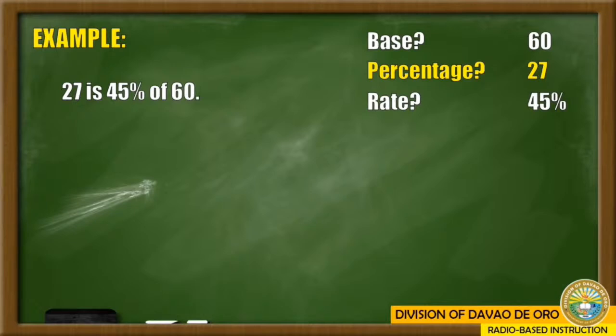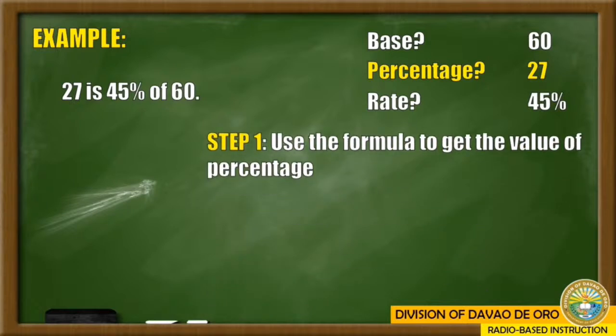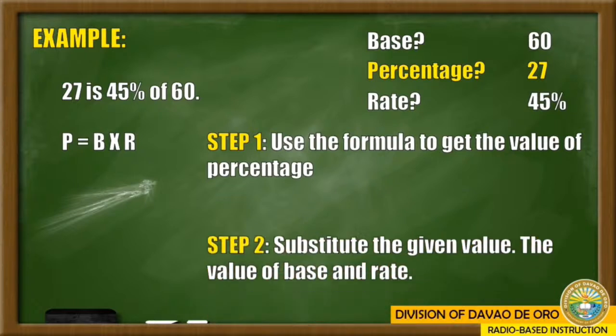So in this sentence, percentage is already given. So we will try to solve using our formula and check if this number 27 is our percentage. Are you ready? Very good. Let's try. Step 1. Use the formula to get the value of percentage. So now, what is our formula? Very good. P equals B times R, or percentage equals base times rate.